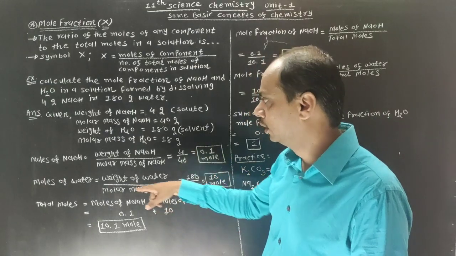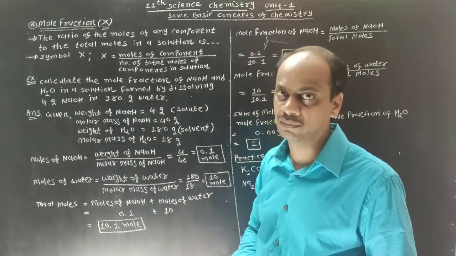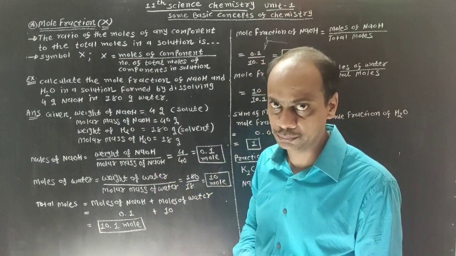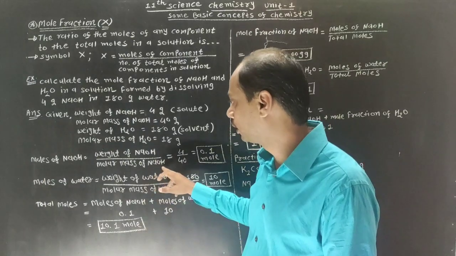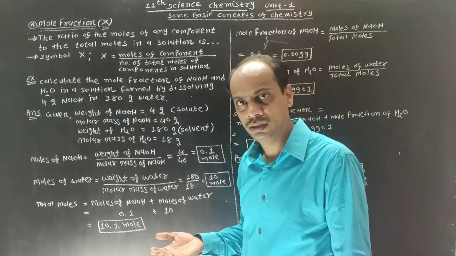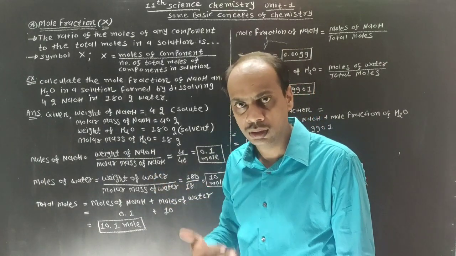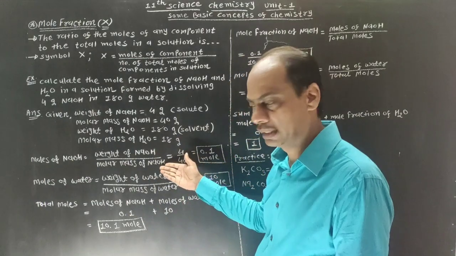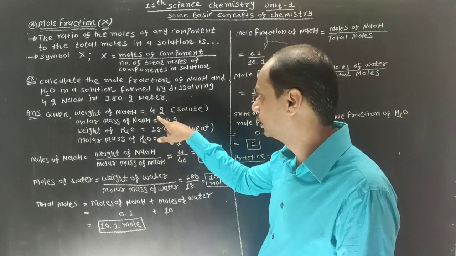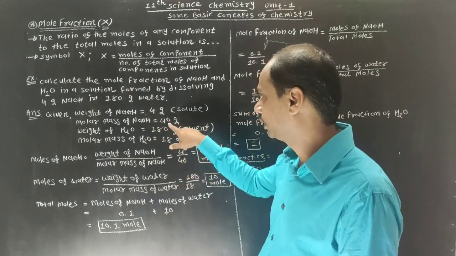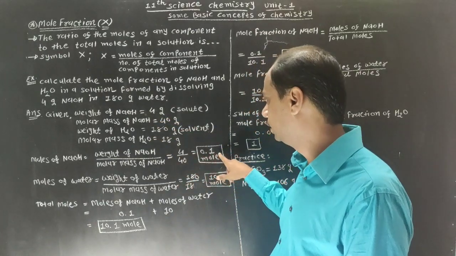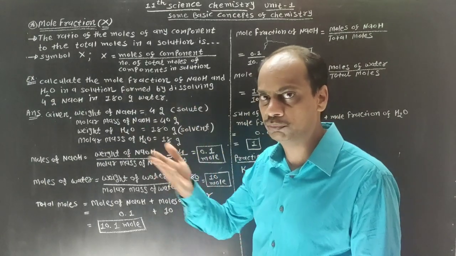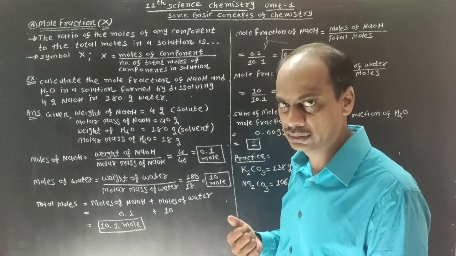Here it is. Moles of sodium hydroxide is equal to weight of sodium hydroxide over molar mass of sodium hydroxide. What is the formula for mole? Weight over molecular weight, is it? So weight over molar mass. So 4 is the weight and 40 is the molar mass. Division gives us 0.1 mole. This we have already calculated in the case of molarity and molality also, is it?